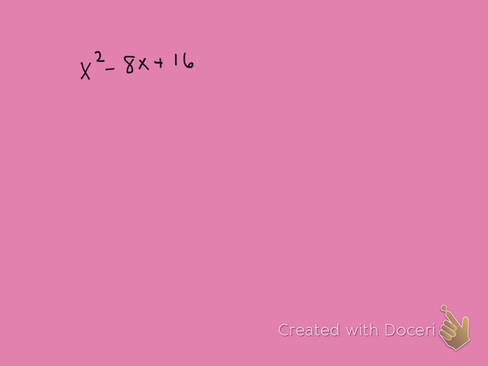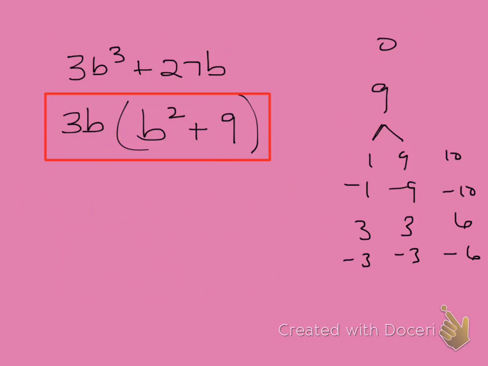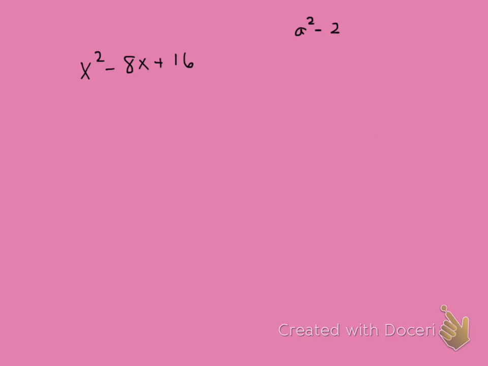Okay? What's our a value? 1, right? So our a value is 1. And again, here's what we're looking for. Does it fit this? Let me give you a more visual example first. Does it fit this? A squared minus 2ab plus b squared. So let's go ahead and write that down. A squared minus 2ab plus b squared. That's what we're looking for. Does it fit that right there?